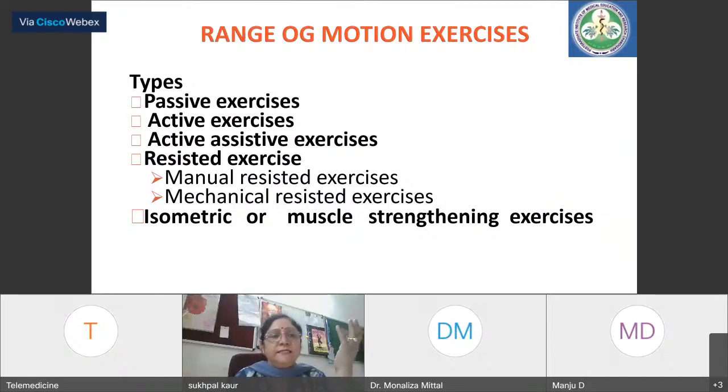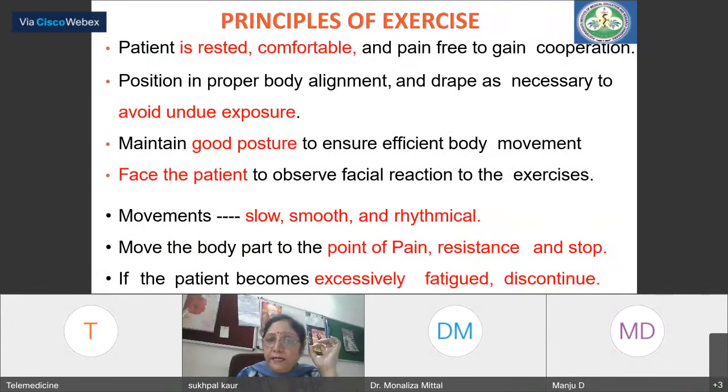Range of motion exercises can be passive, active, active assistive, or resisted exercises, which can be manual or mechanical, or we can make use of isometric or muscle strengthening exercises. There are certain principles we need to keep in mind: the patient should be completely rested, comfortable, and pain-free to gain cooperation from the patients. Because for the unconscious, we will not be able to understand whether the patient is in pain or not, we should definitely give certain pain medication before we start with these exercises.